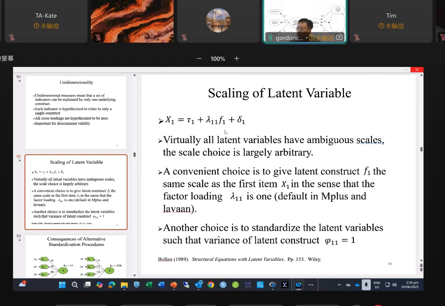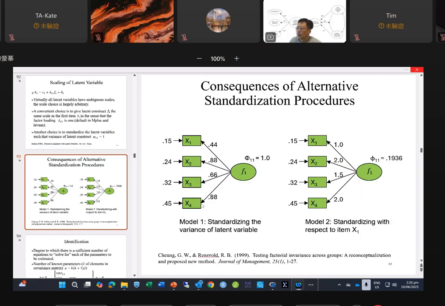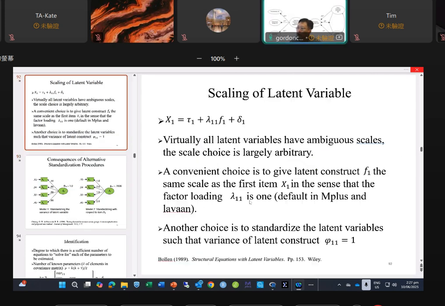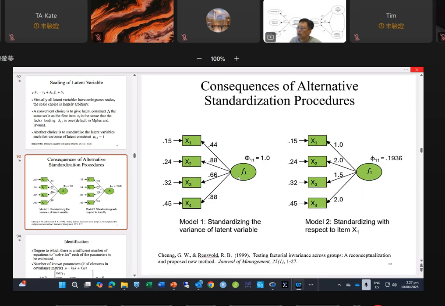The other possibility is if we standardize f1, then the unit will become standard deviation. One standard deviation change in f1 will result in lambda 1 standard deviation change in x1. So there are two different ways to set the scale.